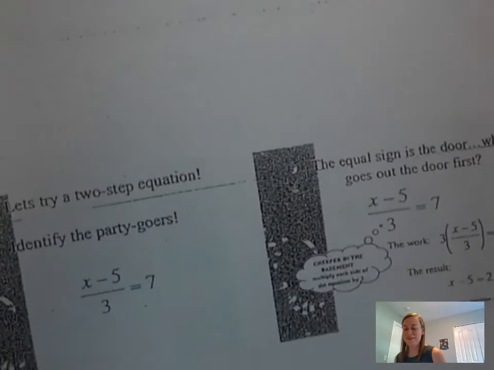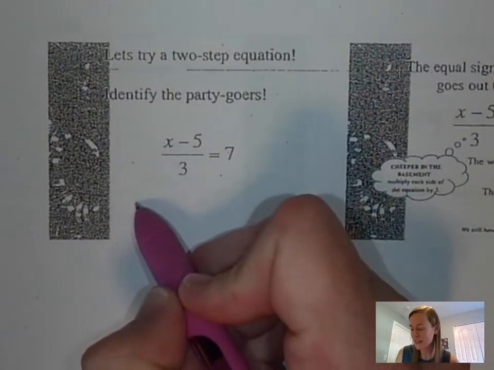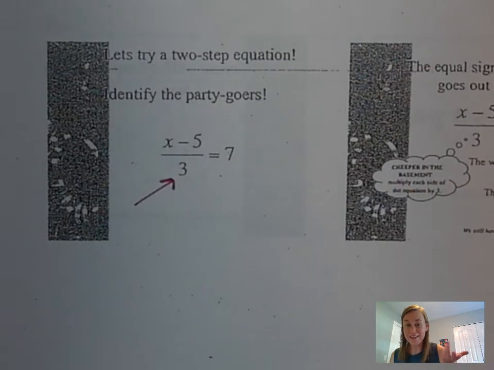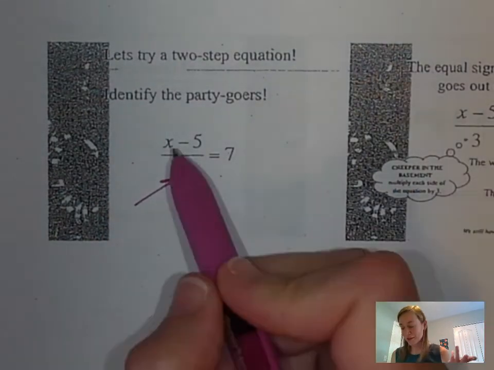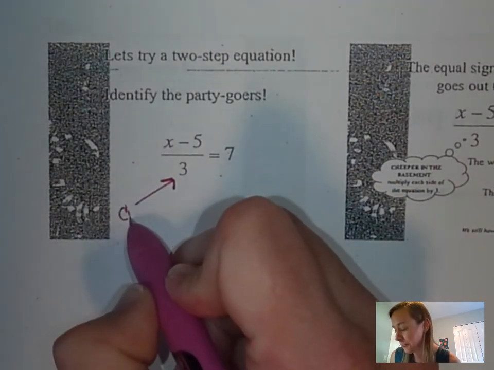Where is the creeper? Okay, let's see. Is it on the other page? Yeah. So this is actually a two-step equation. When you see someone like this, that 3 is hanging out in the basement all by himself and everyone else is upstairs, so that's your creeper. So let's go ahead and label him.